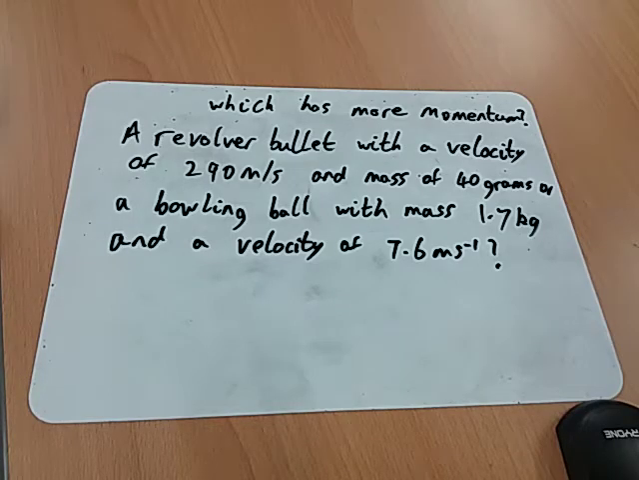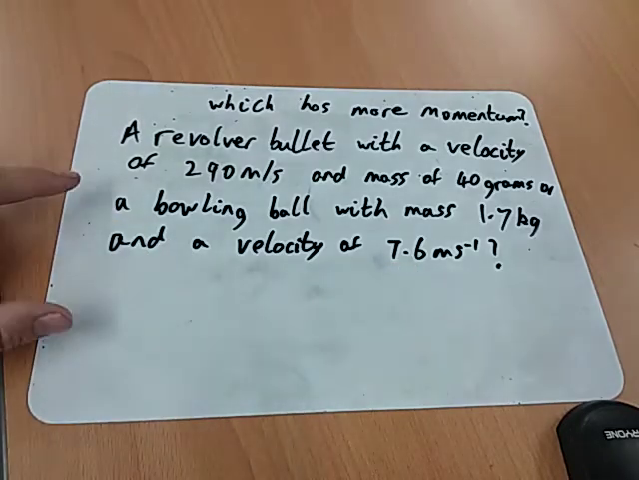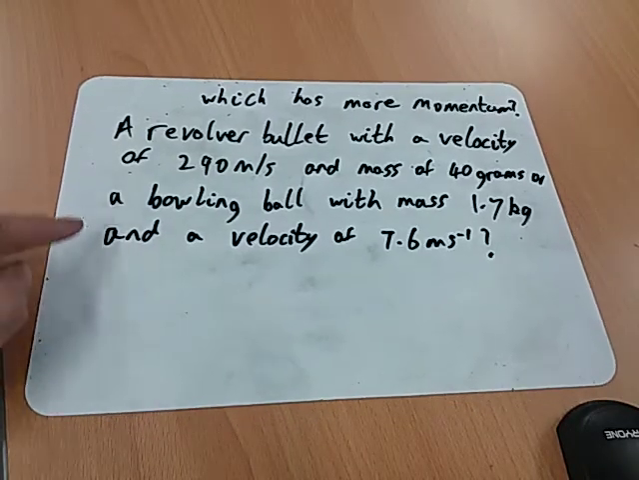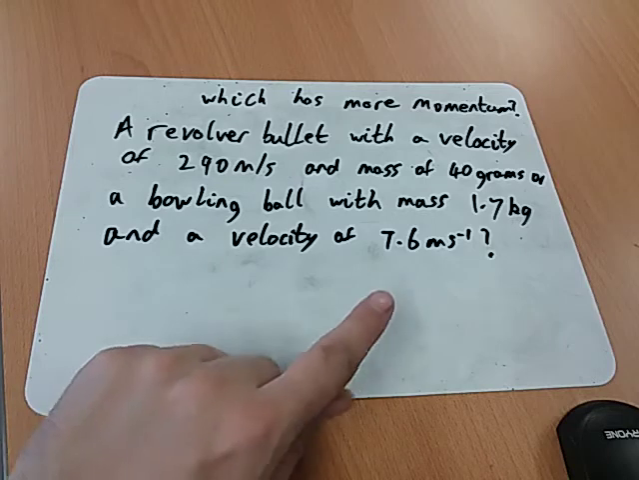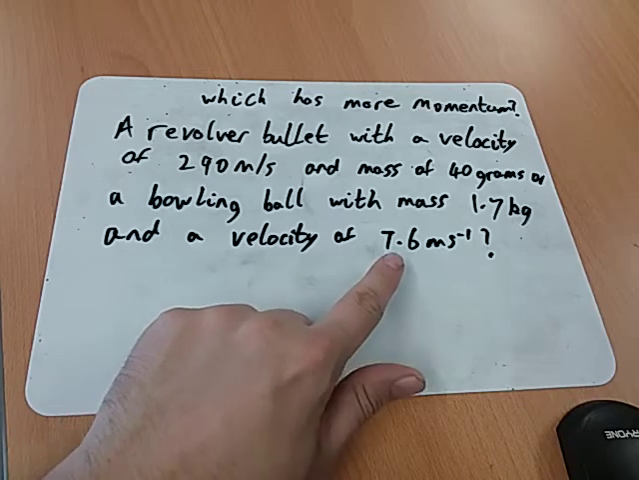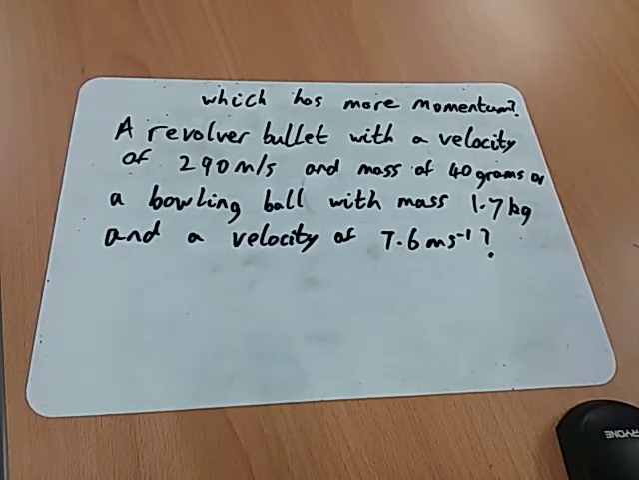The other option here is a bowling ball with mass of 1.7 kilograms. Again, that's about average for bowling balls. And people's average striking, like successful bowl, is about 7.6 meters per second. Pause the video, which one has more momentum?